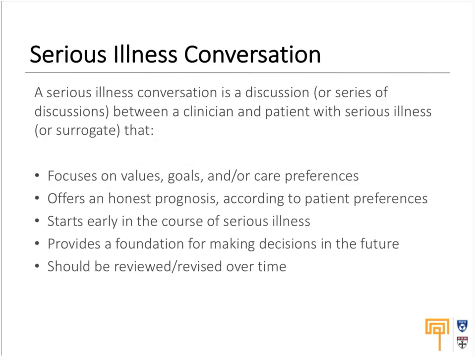It's a discussion, or a series of discussions, between a patient and clinician with serious illness that focuses on values, goals, and care preferences. It offers an honest prognosis according to patient preferences, meaning we ask patients how much they want to know, and then we tailor that prognostic disclosure to the patient's preferences. And we know that 80 to 90% of patients want to know everything we know about their prognosis.